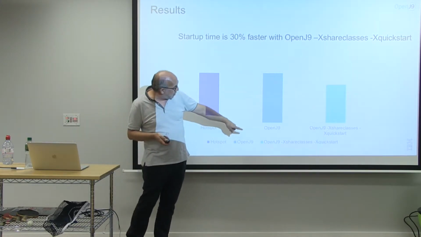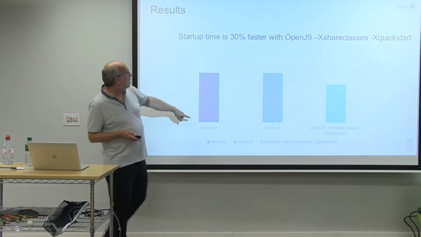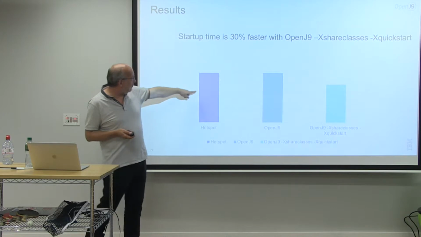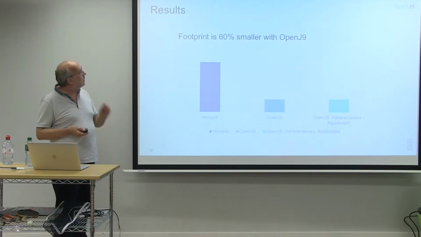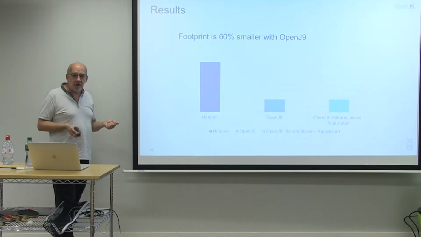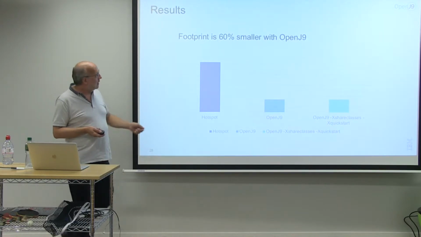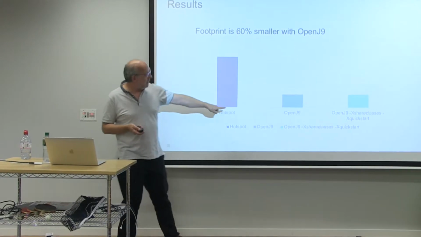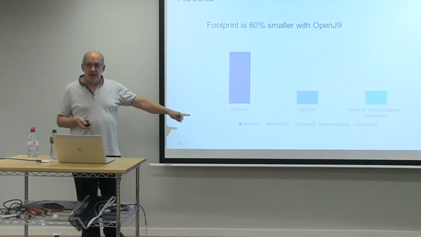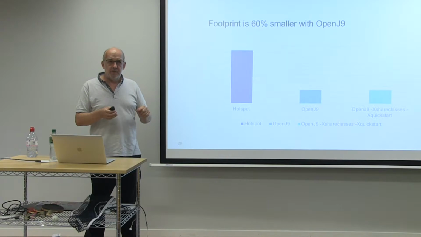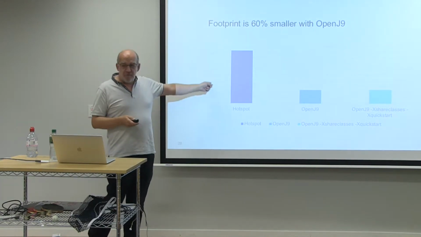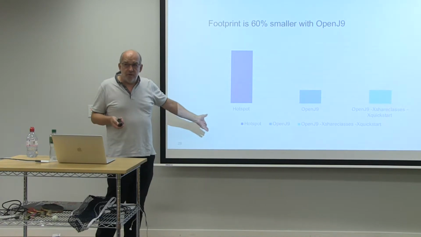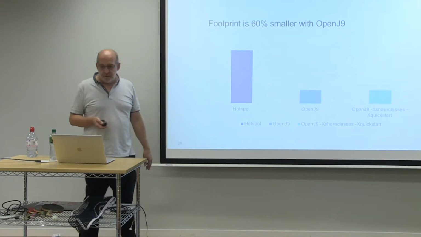Okay, you turn shared classes on, you get quick start, you get a 30% improvement. Footprint, memory footprint, 60%. Just switch HotSpot, OpenJ9. It's literally take one out, put one in. Now do it clever, and your memory footprint will go down. Because of the way that we designed the architecture of the machine.